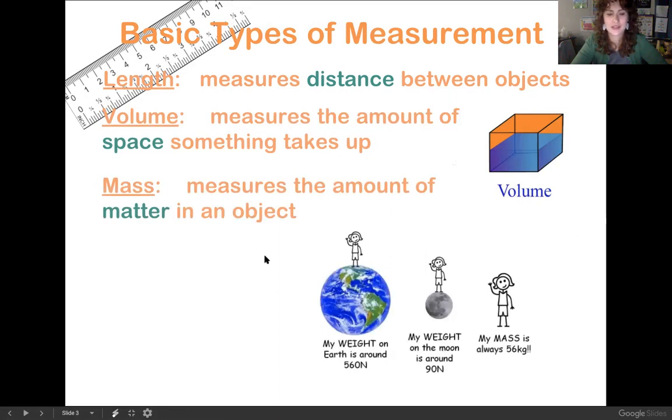So all objects have mass, all matter has mass, and it's similar to weight, except weight is our mass plus the force of gravity. So our mass plus the force of gravity on Earth gives us a weight on Earth. And if we take the same object, like yourself, to another planet or a moon where the gravity is different, your weight can change even though your mass stays the same. So mass and weight are related, but slightly different.